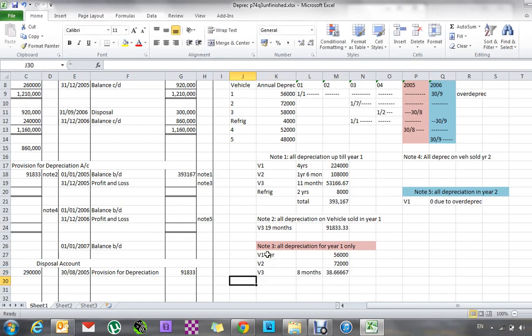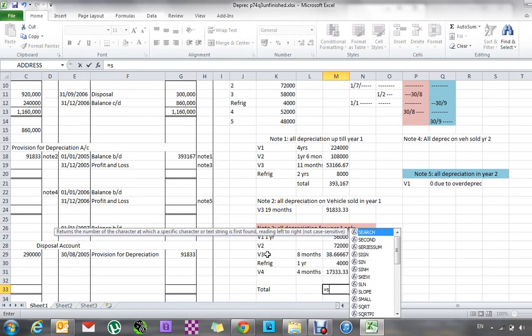Just that. And then we also had the refrigeration. Refrigeration, we had it for a full year, and that's 4 grand. And finally we have the first changed vehicle, which is vehicle 4, and we got that on the 30th of the 8th, so therefore we would have had it for 4 months. So that's going to be 52 grand multiplied by 4 over 12.